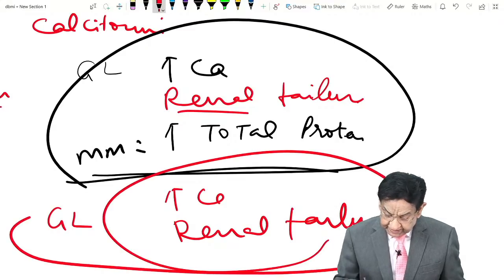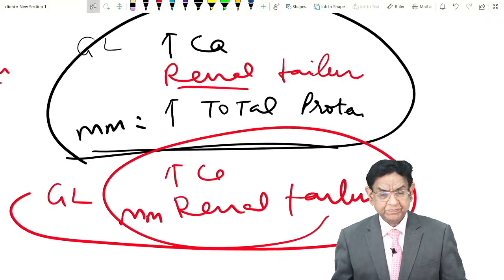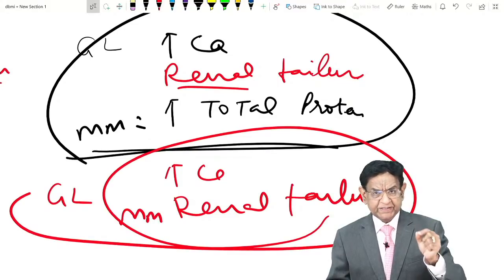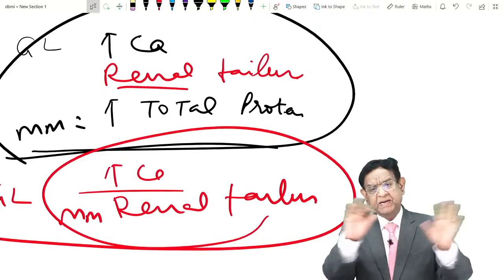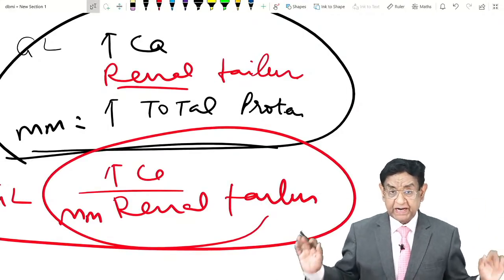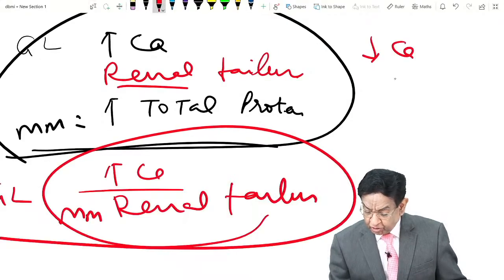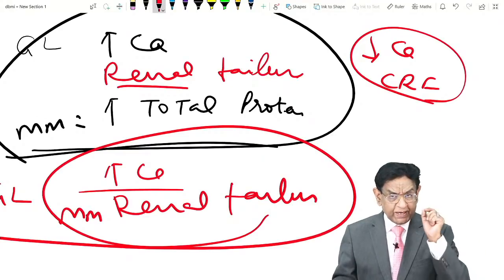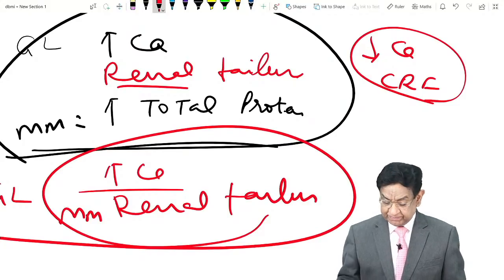This is again multiple myeloma. Come on, how come? That means, friends, if you are getting a case of chronic renal failure with hypercalcemia, it is multiple myeloma. Golden line to remember. Why? Hypocalcemia is a feature of all types of chronic renal failure. So the only exception to this rule is multiple myeloma, where the patient can have renal failure with hypercalcemia.